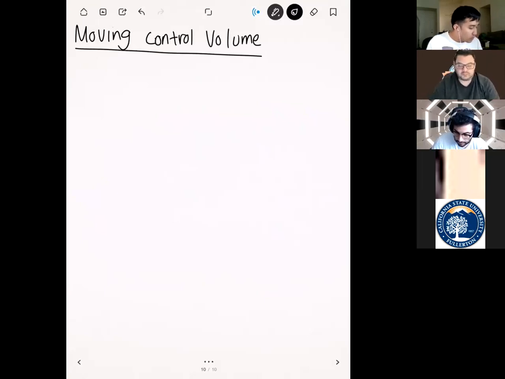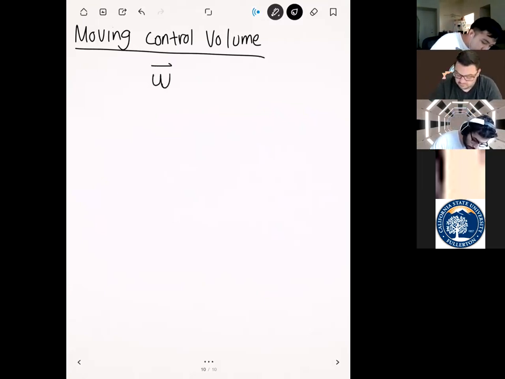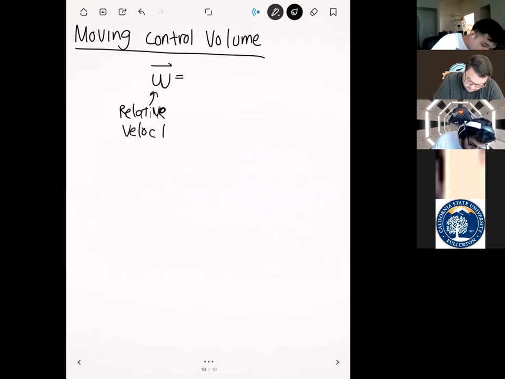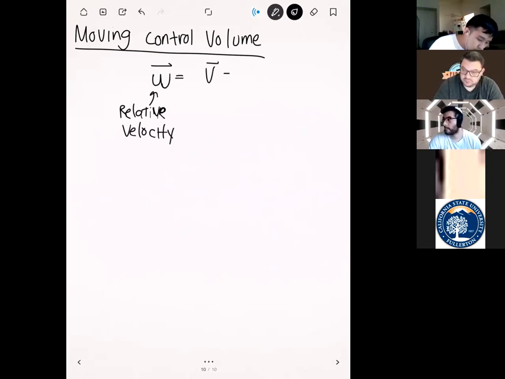Okay, and so now we're going to consider momentum problems where the control volume is actually moving. So, it's another layer of complexity, and you have a ton of velocities going through. Remember, for moving control volumes, we're going to use this W vector right here, which is the relative velocity. The relative velocity is going to be U, which is the fluid velocity, minus the velocity of the control volume.